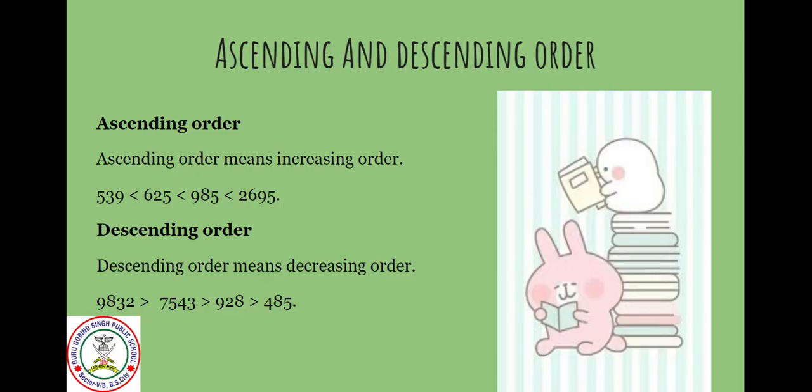Now we will start ascending order. Ascending order means increasing order. So we have to arrange the numbers from smaller to bigger. If we can compare the numbers, easily you can find the smallest and the largest number among a group of numbers. For example, 539 less than 625 less than 985 less than 2695.